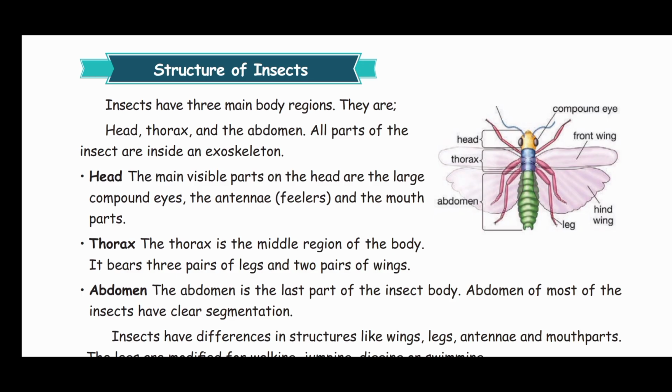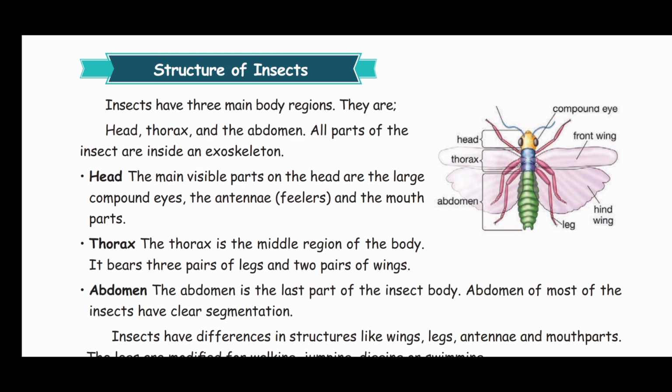Structure of insects. The body parts of insects, what parts they have in their body, we are going to see in this topic. Insects have three main body regions. They are head, thorax, and the abdomen.